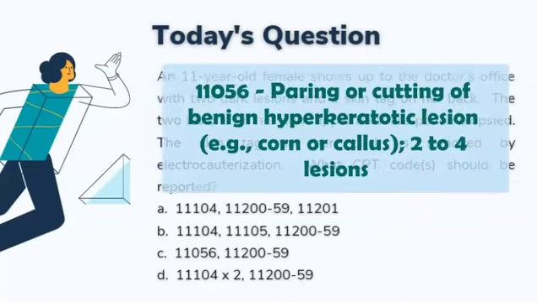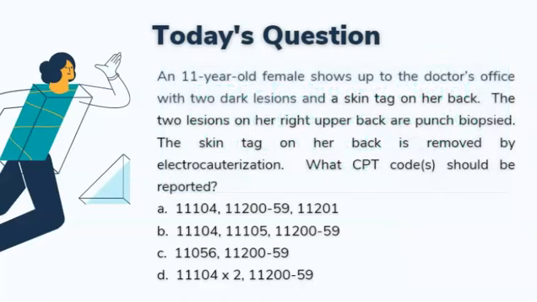11056 on the other hand is described as paring or cutting of benign hyperkeratotic lesion. In the question, we are not able to find any reference to, or mention of, either a paring or a cutting procedure. As such, 11056 cannot be reported. Therefore, first to go, is letter C. The primary procedure for this question is 11104, which is punch biopsy of skin for a single lesion.